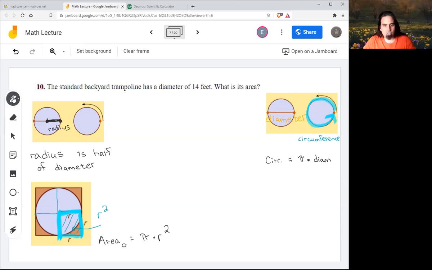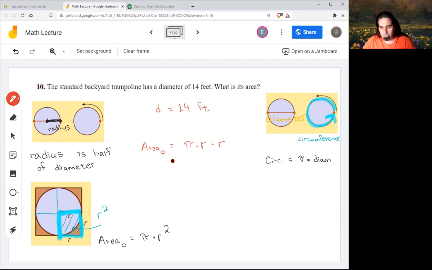Okay, now let's actually do our problem. It's saying that the diameter is 14 feet. I want the area for a circle. You don't have to use subscripts. I just like that, and I like writing it pi times r times r. I talked about that before. If you like r squared, you can. I'm just doing it that way.